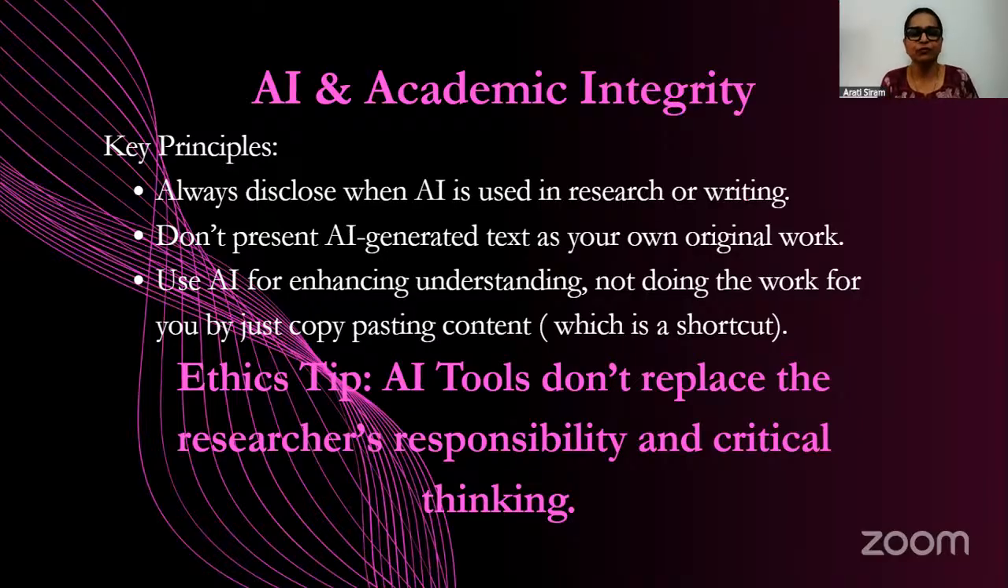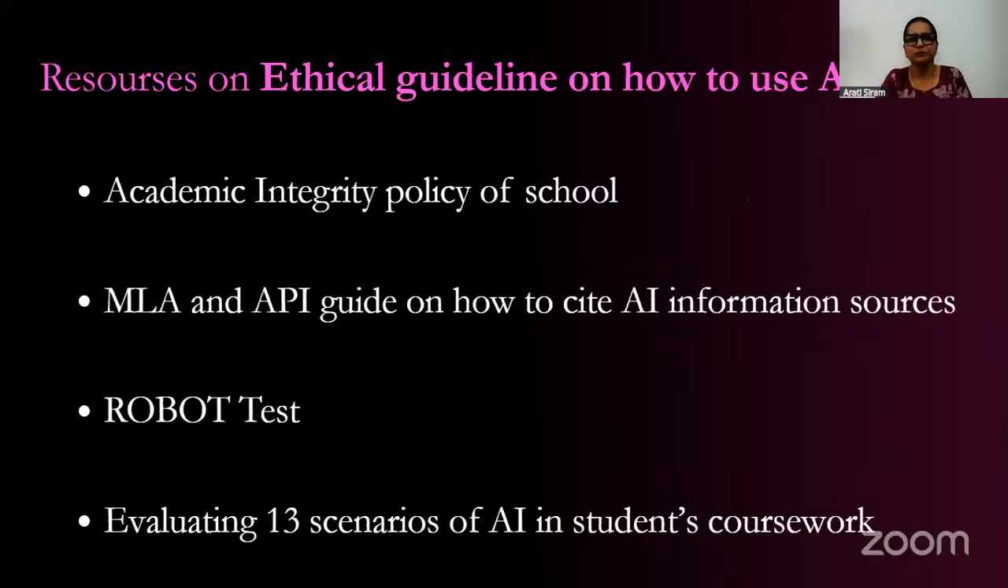Here the ethical tip for all of us is that AI tools don't replace the researcher's responsibility of critical thinking. It just generates information and ideas for your understanding. So this is about academic integrity. We'll also get into other ethical guidelines. There are four things I want to focus on first: academic integrity, which we've just seen; the MLA and APA guidelines, on how we are going to cite these information sources. There is a format given, and we can always use that format for our research whenever our students have used AI tool generated information.